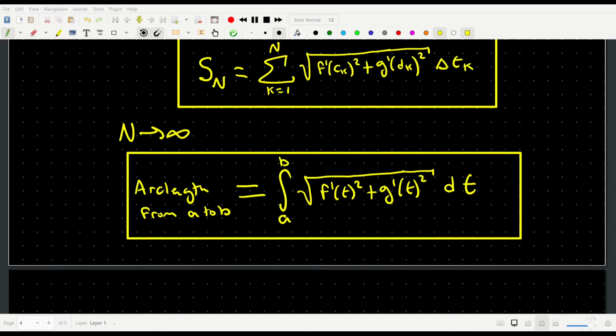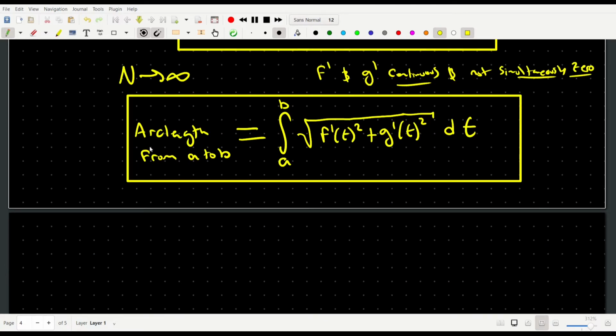The main conditions that we need to apply this theorem is that f prime, the derivative of f, and g prime must be continuous and not both simultaneously 0 on the interval from A to B. But this is how we define the arc length of a curve from 2 points on the curve.